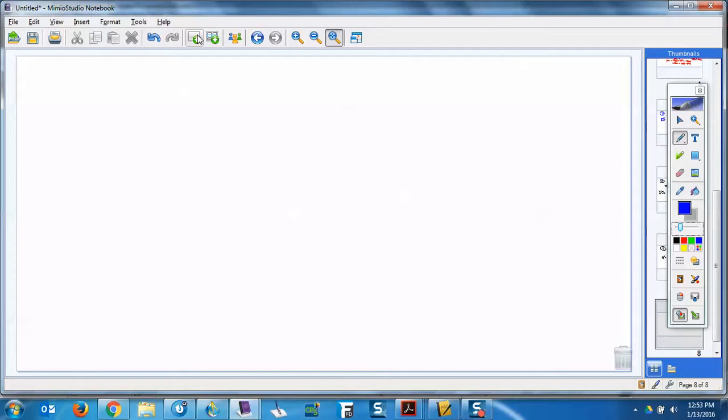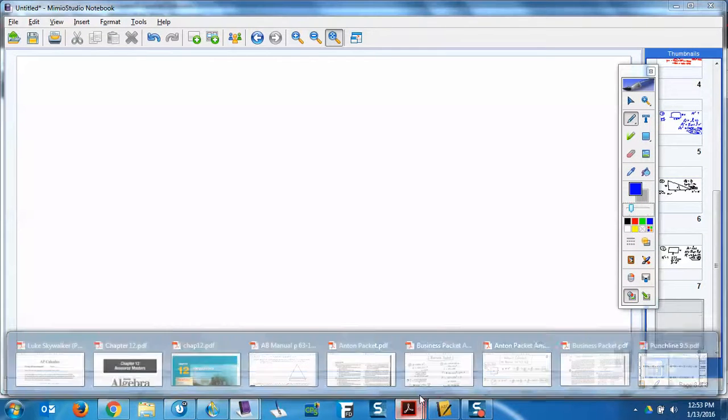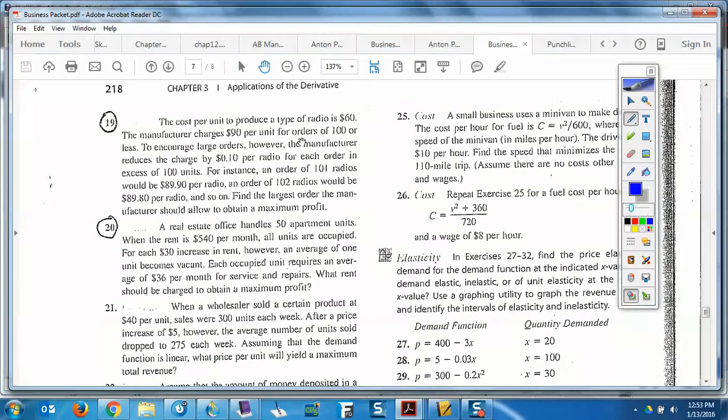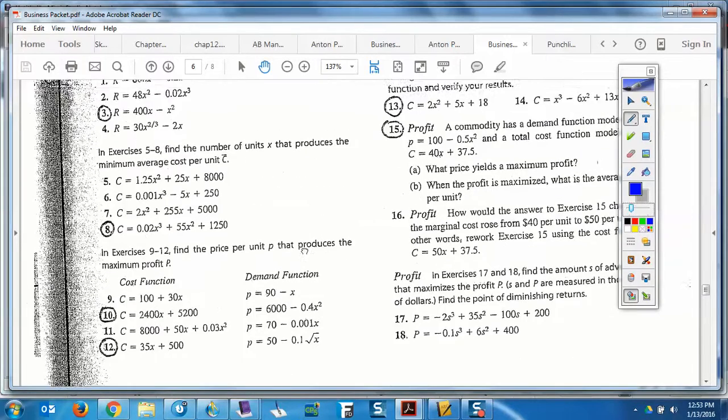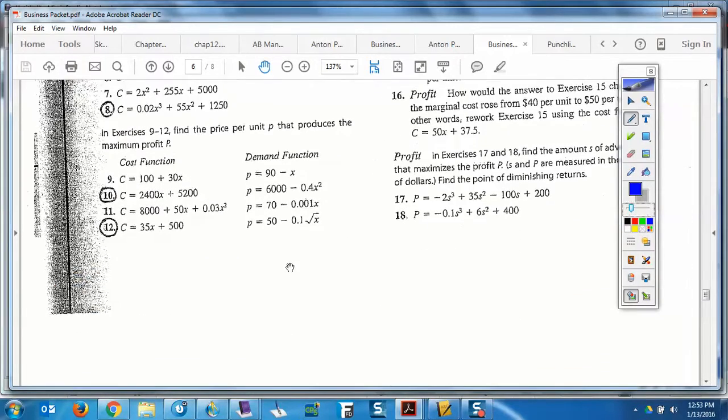Let's go to the business packet. Let's talk about some of those things. So now we're moving into the optimization realm, and our max-min kind of thing we're trying to find. Now, I want to talk about 19 and 20, because to me those are the ones that are more like what you would see on the quiz.